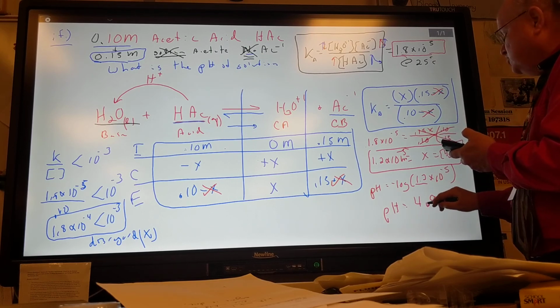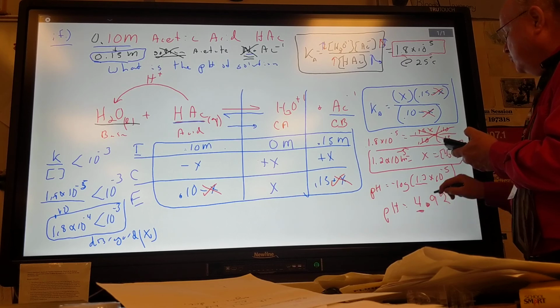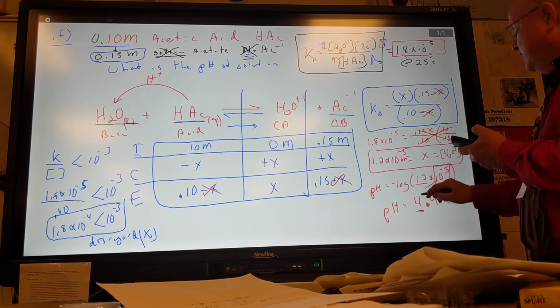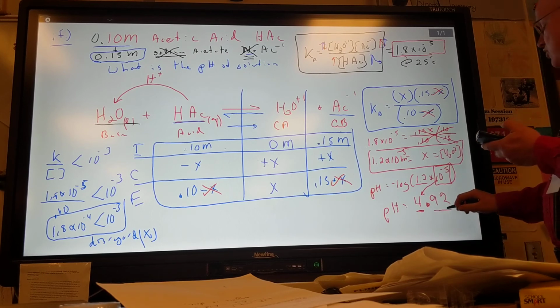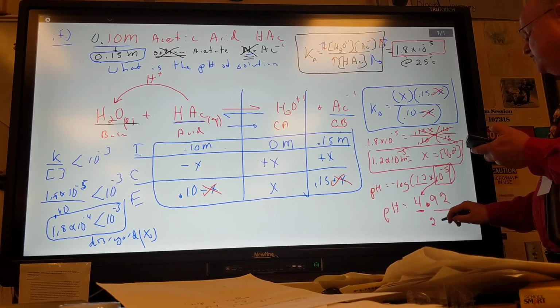And remember, when it comes to pH, the first number represents your insignificant figures. The numbers after the decimal are actually the sig figs, so your answer has 2 sig figs.